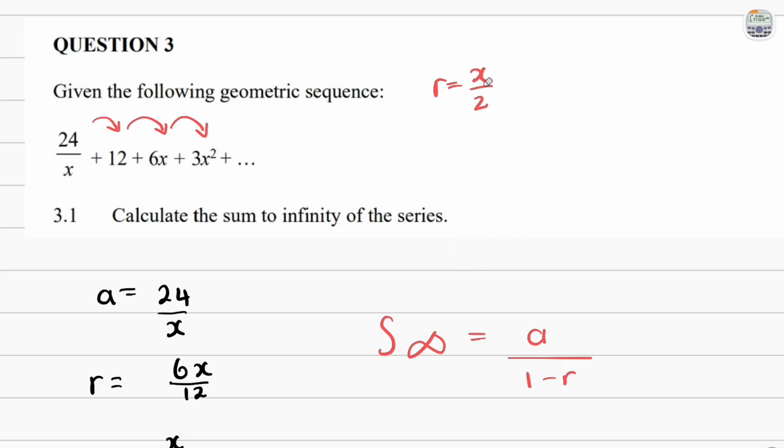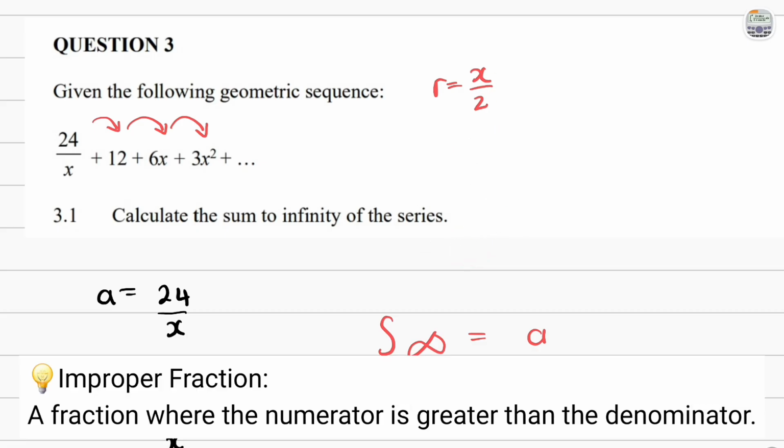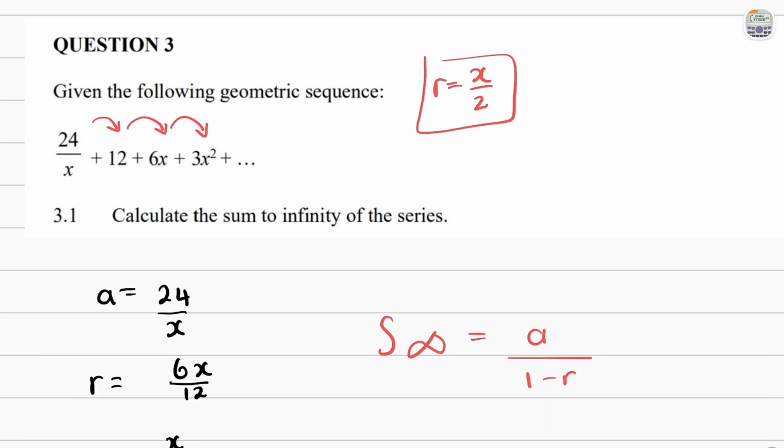So we need to ensure that we multiply it by an improper fraction. And in this case, this r can only be improper if x is a value greater than that denominator of 2. So if it's numbers like 3 over 2, can't really be 2 over 2. 2 over 2 is 1. And if you just keep multiplying by 1, it's not going to go anywhere.